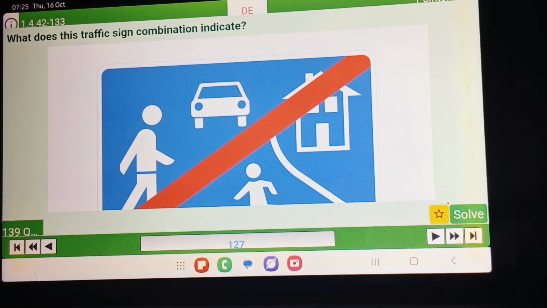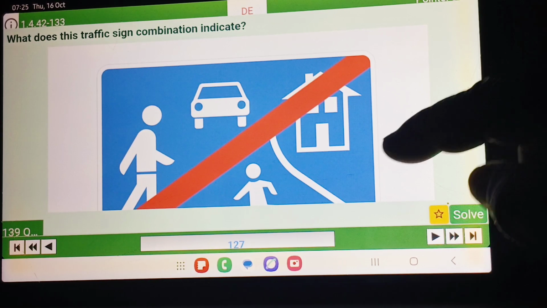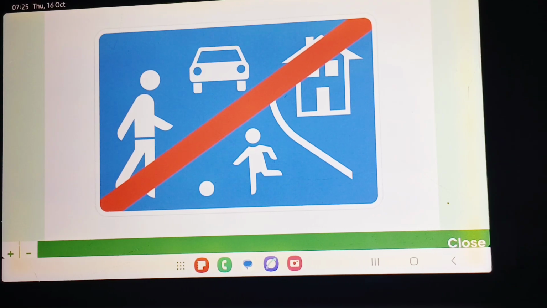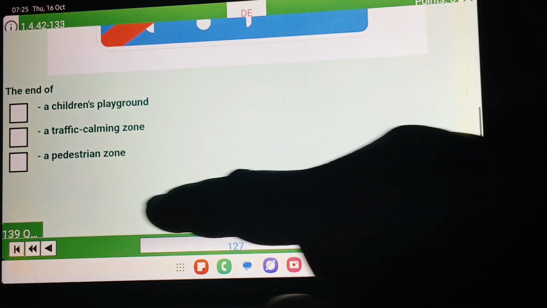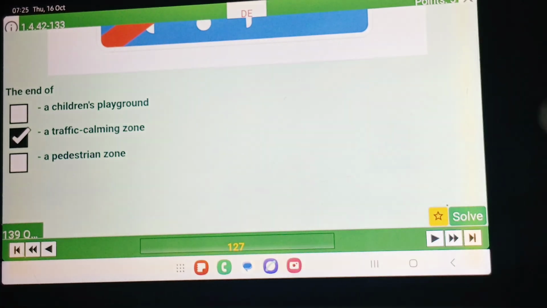What does this traffic sign combination indicate? This is the end of a traffic calming zone. The traffic calming zone has ended. From here now, you can drive more than 7 kilometers. Normally, in a traffic calming zone, you can only drive 7 kilometers. But from here now, you can drive more than 7 kilometers. The end of a traffic calming zone.